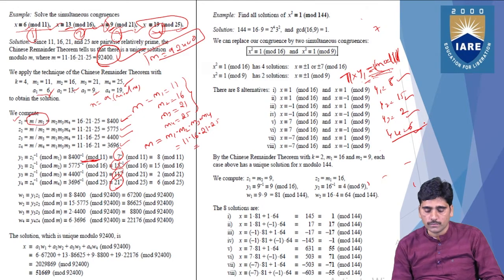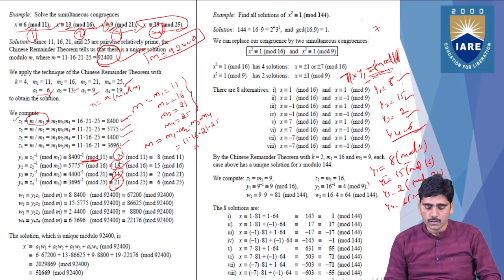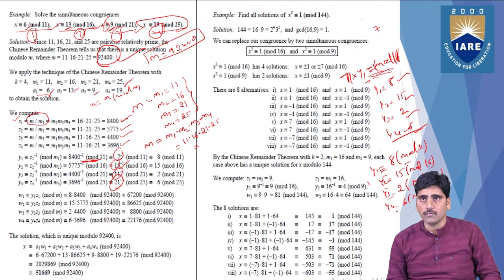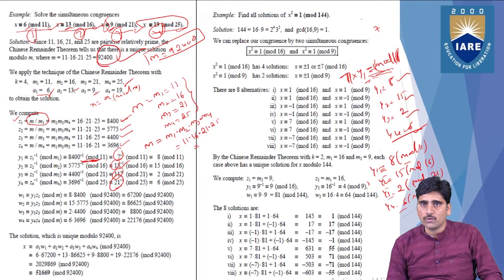After finding all these values, you will say y1 equals 8 mod 11, y2 equals 15 mod 16, y3 equals 2 mod 21, and y4 equals 6 mod 25. This is the way you will get all the y1, y2, y3, y4 values. Having obtained both the y1 values and z1 values, now what do you need to do?